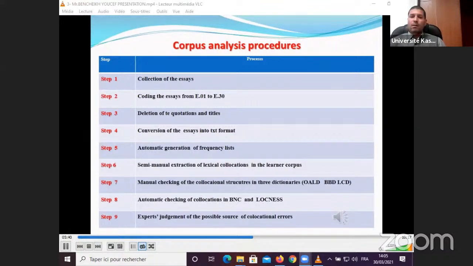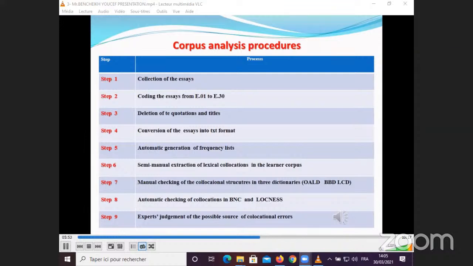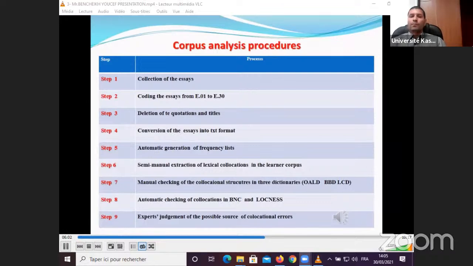Step 6, semi-manual extraction of lexical collocations, i.e. adjective noun collocations, in the learner corpus. Step 7, manual checking of the collocations in three dictionaries, the Oxford, the Cambridge, and the London. Step 8, automatic checking of collocations in the British National Corpus and in the London Corpus. Step 9, the final one, is expert judgment on possible sources of collocation errors.